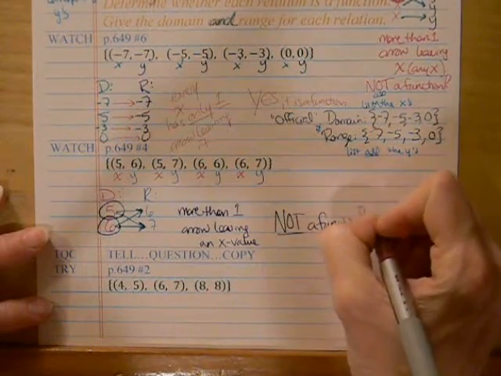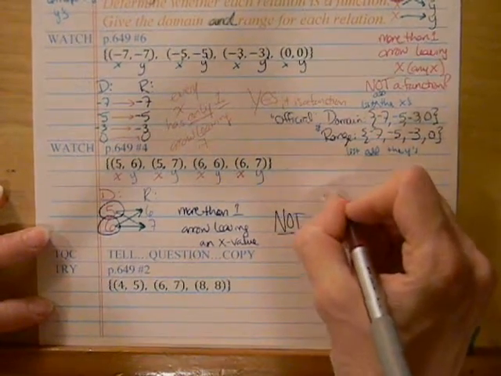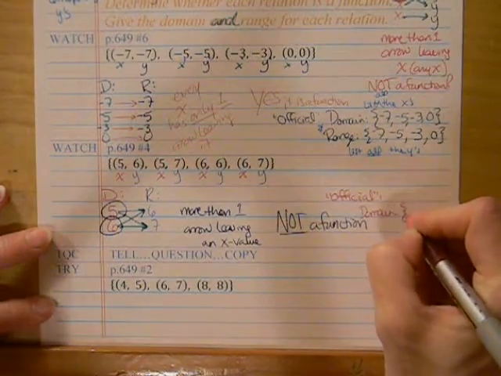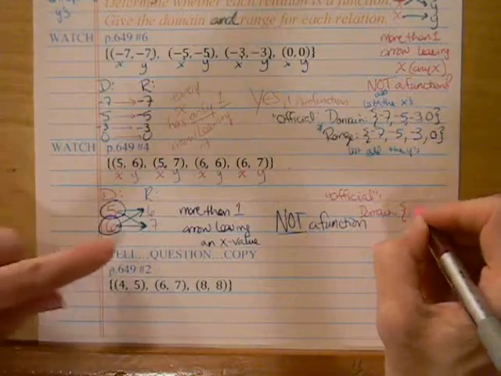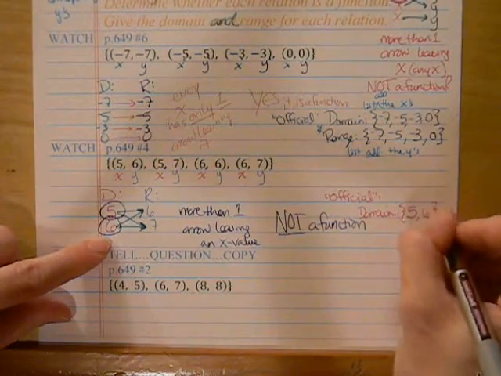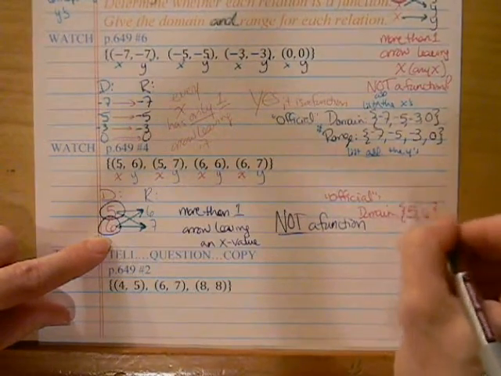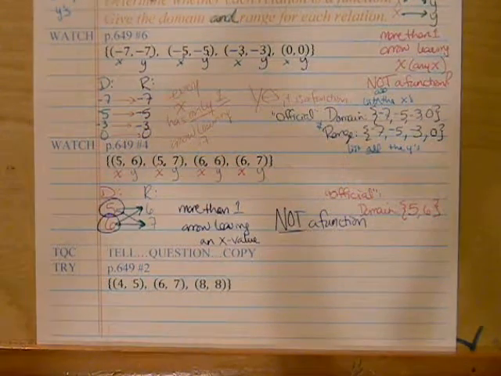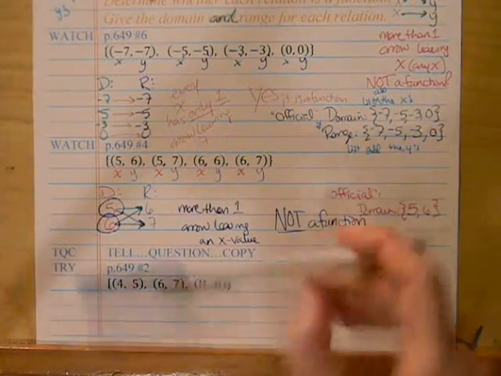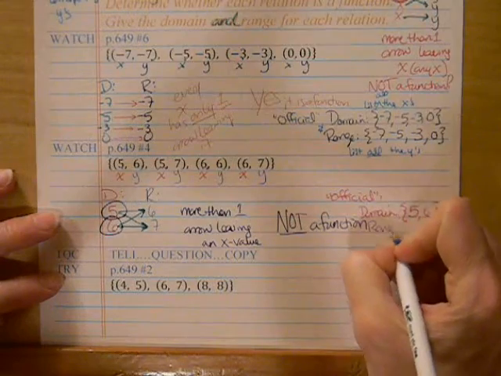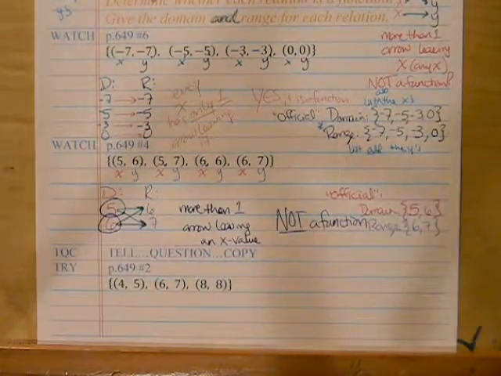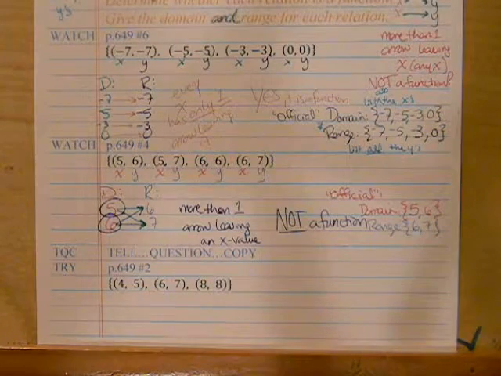Officially, what it would look like is with the little braces, little curlicues here, the domain is 5, 6. In other words, those two make up all the x values that are possible here. And then the range, 6 and 7. Okay, and using set notation there.